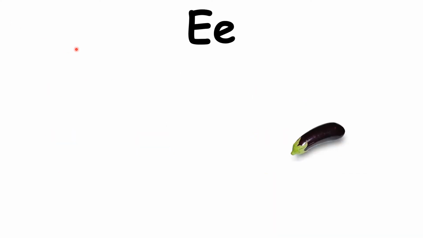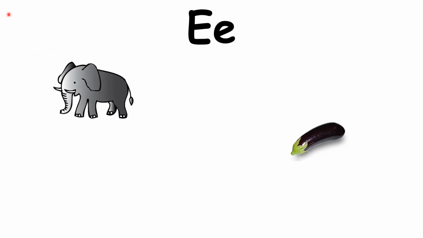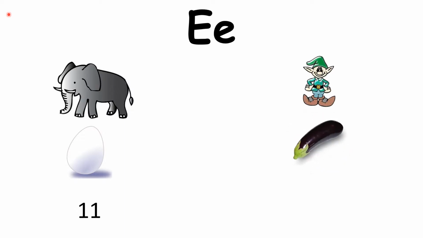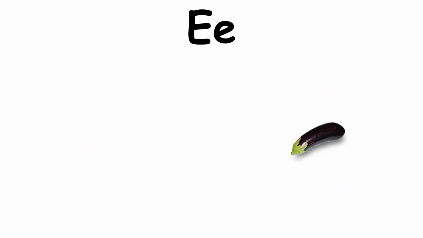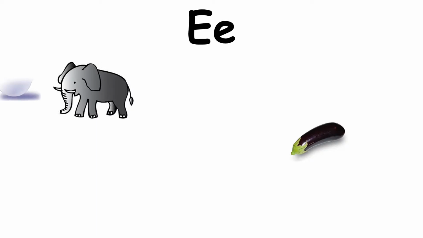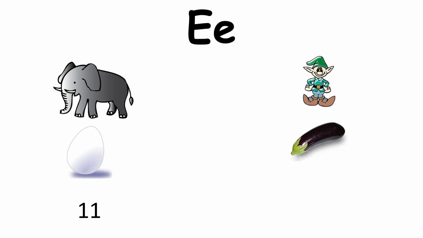Okay, this time let's read the pictures with the beginning sound eh. Let's read with me. E, elephant. E, egg. E, eleven. E, elf. E, eggplant. E, earth. Now it's your turn. Are you ready? Begin. Alright, good job. Very good.